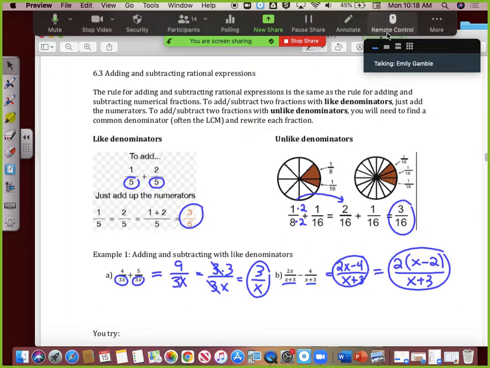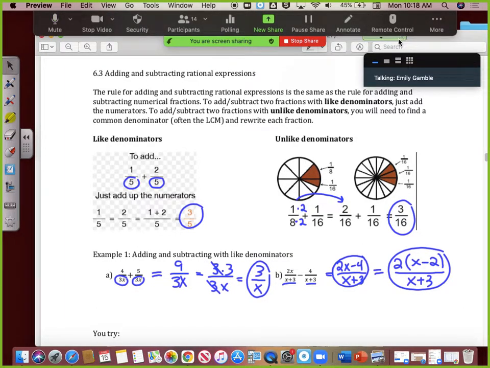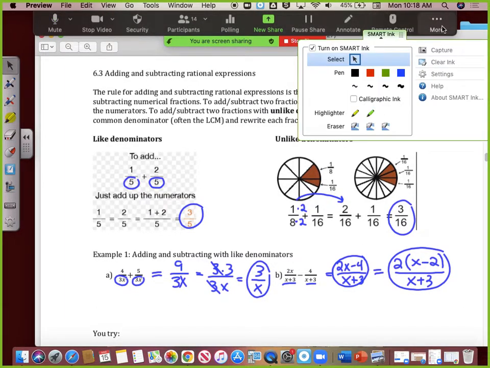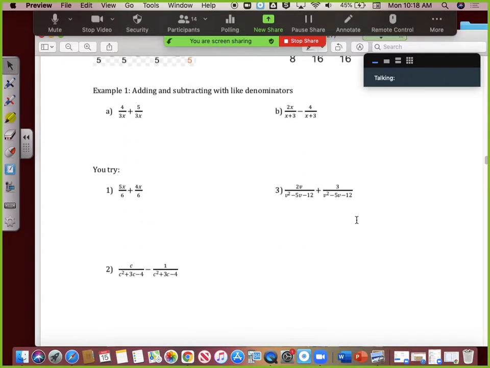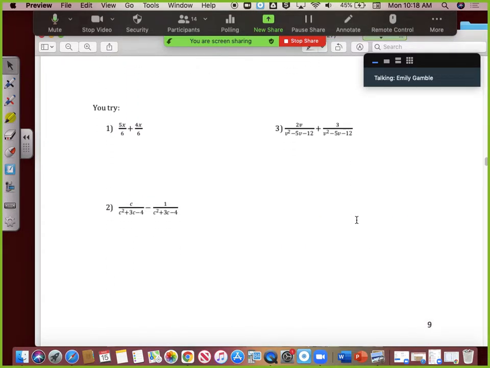All right, let's go over these answers. For number 1, we are going to just add the numerators. 5x plus 4x is 9x over 6. And then we can simplify this. It's up to you how you want to do this.